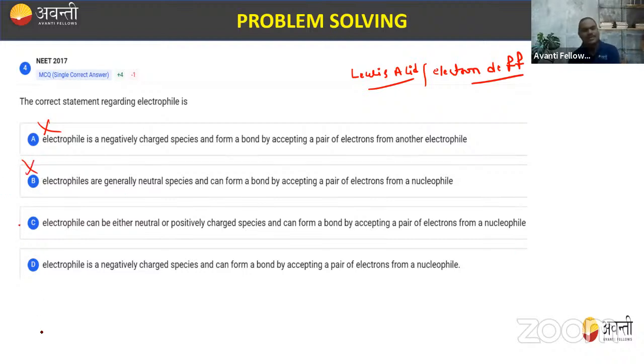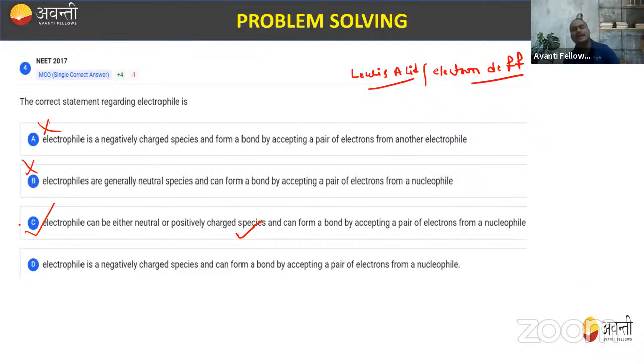नेक्स्ट, इलेक्ट्रोफाइल कैन बी आइदर न्यूट्रली और पॉजिटिवली. यस, ये सही है कि जो अपना इलेक्ट्रोफाइल होता है वो न्यूट्रल तो हो सकता है लेकिन पॉजिटिवली भी हो सकता है. तो इलेक्ट्रोफाइल कैन बी आइदर न्यूट्रल और पॉजिटिवली चार्ज स्पीसीज एंड form a bond by accepting a pair of electron from the nucleophile. So ये ऑप्शन सी बिल्कुल करेक्ट है. बी भी सही था लेकिन वहां पे उसने सिर्फ न्यूट्रल स्पीसीज के बारे में बात करा था, पॉजिटिव के बारे में बात नहीं किया था.